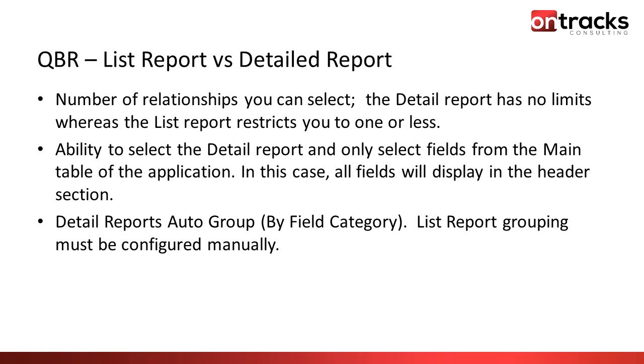a few other details that I've got here is the number of relationships that I can select. The detailed report has no limit, whereas a list report restricts you to one or less. The ability to select the detailed report and only select fields from the main table of the application: in this case, all fields will display in the header section. And then basically what I mentioned is your group by functionality in the detailed report is auto grouped by field category, whereas your list report, if you do want grouping, you have to configure that manually, but that does give you a little bit of functionality.